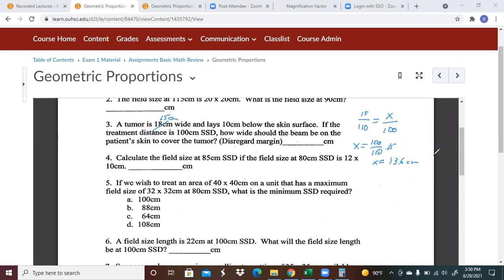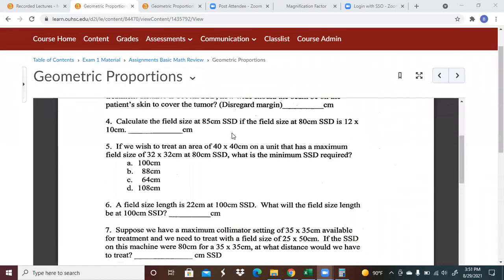Okay. So that's for number 3. Let's go down and take a look here at number 4. Calculate the field size at 85 SSD if the field size at 80 cm SSD is 12 by 10. So let's change this from 85 to 90. So what's the field size going to be?